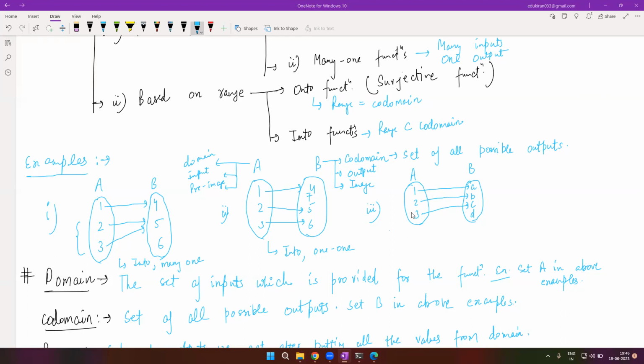We can clearly see that the function is 1, 1. 1 has only one output, 2 has only one output, 3 has only one output. And there is not a single output which has two inputs associated. So this function is 1, 1. And talking about into and onto, there is one output which does not have any input. So your range is ABC, while the codomain is ABCD. Hence the function is into.